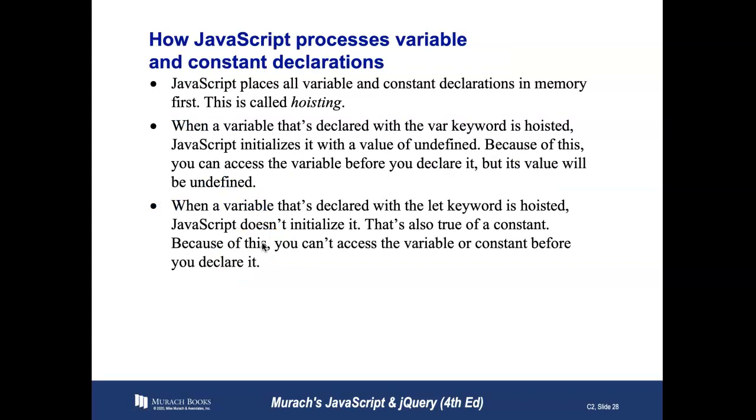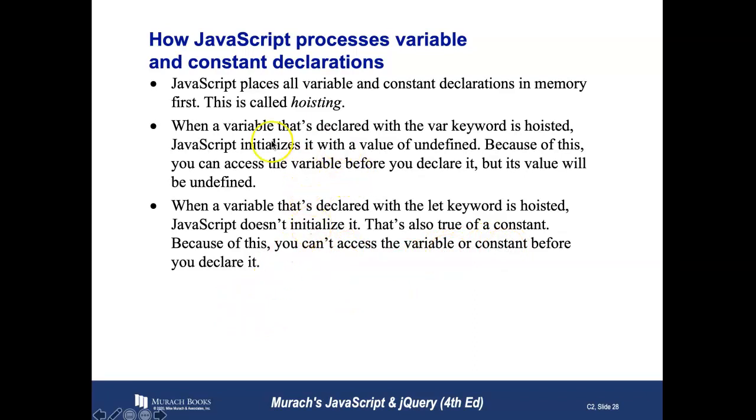The way JavaScript works, it places all variable and constant declarations in memory first. That's called hoisting. When a variable is declared with the var keyword and hoisted into memory, JavaScript initializes it with a value of undefined. Because of this, we can access the variable before you declare it, but its value will be undefined. When a variable declared with the let keyword is hoisted, JavaScript doesn't initialize it, which means you're saving processing power, you're saving memory. That's also true of a constant. Because of this, you can't access the variable or constant before you declare it.